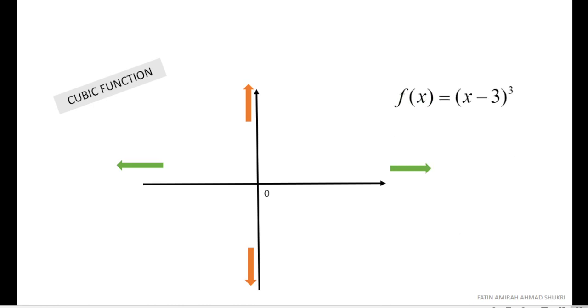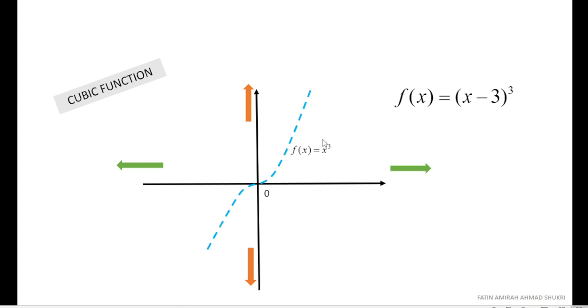So what would be the basic graph? This is the basic graph for the cubic function where you have y equal to x cubed. And then let's say the question asks you to sketch the graph of the cubic function (x minus 3) to the power of 3. Now you have here the expression x minus 3. So what will the graph look like?